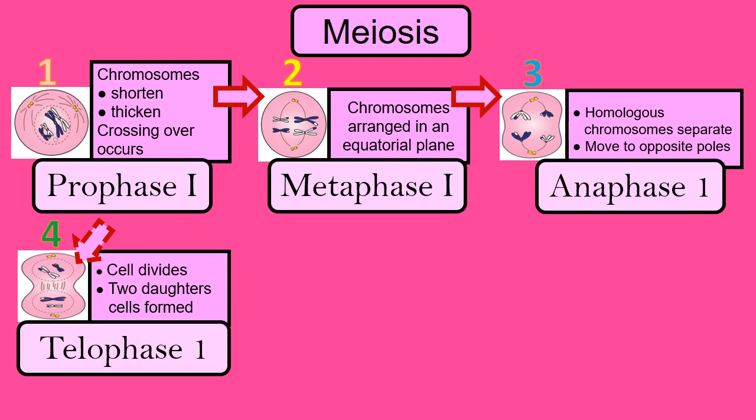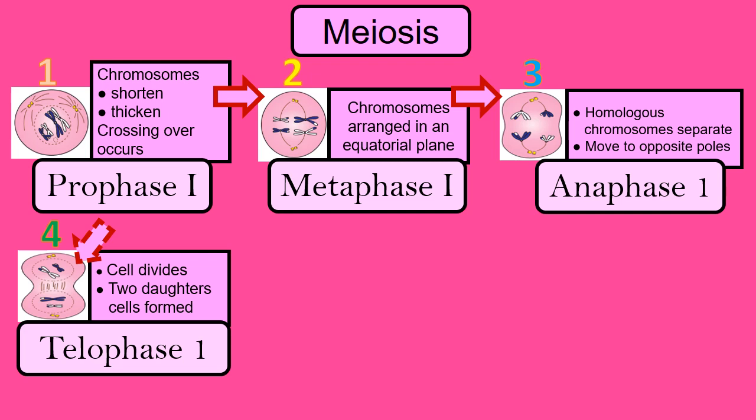And for the last one in the meiosis 1 stage is telophase 1. Cytoplasm or the cell divides. This is the last stage of meiosis 1. You can see that meiosis 1 consists of four phases: prophase 1, metaphase 1, anaphase 1, and telophase 1.